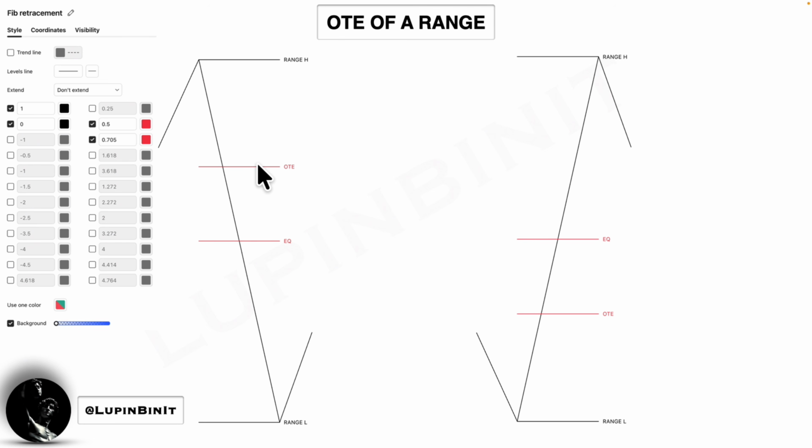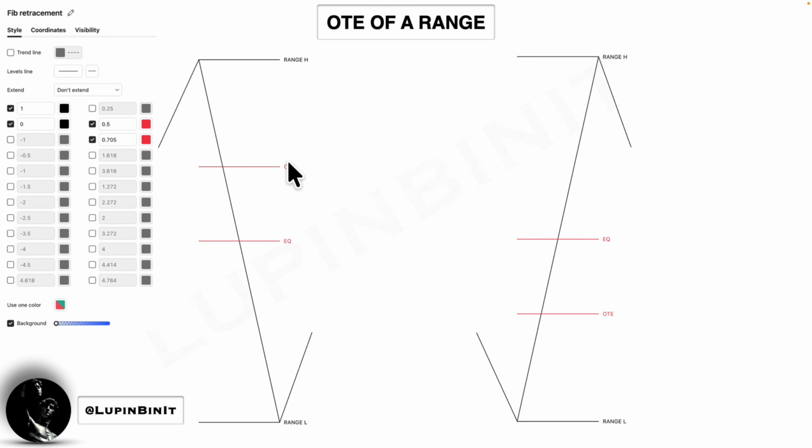So in relation to a bearish range, you'd want to anchor it from the range high all the way down to the range low. And for a bullish range, you'd want to anchor it to the range low all the way up to the range high in order to identify the OTE right here. And the exact same goes for that bearish range as well. So these would be the settings, 0.705 being that OTE point.